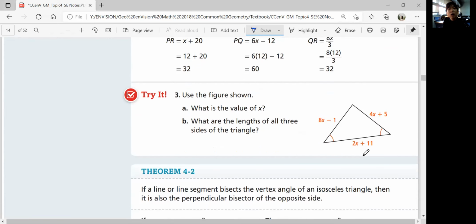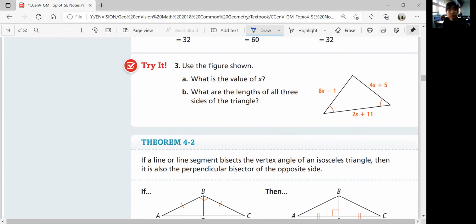Let's use the same theorem, the converse of the same theorem, to answer this try question. Come back when you're ready.